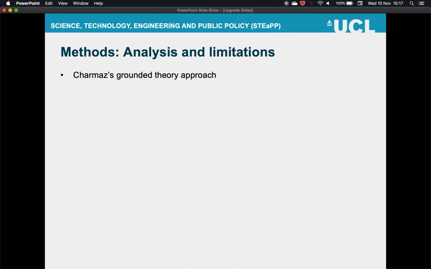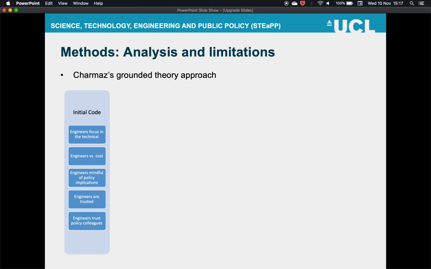In terms of analysis, I followed Charmaz's grounded theory approach. Happy to answer a question on that. I don't have much time to go into too much detail here, but I started analyzing my interviews as soon as they were transcribed and then started coding them in NVivo in parallel to doing further interviews. Coding here means breaking down interview transcripts into smaller components called codes, labeling those components, and then comparing the components between the transcripts.